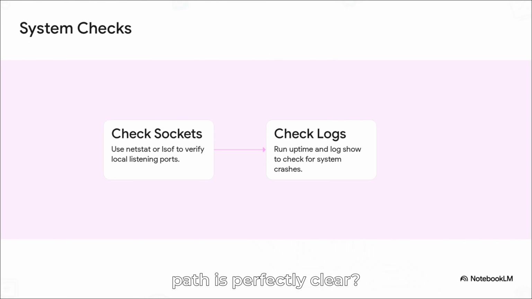But what if the network path is perfectly clear? Well, the issue has to be on the Mac itself. Step 3, jump into netstat or lsof -i. Check if the required local ports are blocked or hijacked by some dead application process. And finally, step 4, if the ports are totally clear, run uptime and query the unified log with log show. You might find that a massive memory load caused a silent system crash in the background an hour ago.